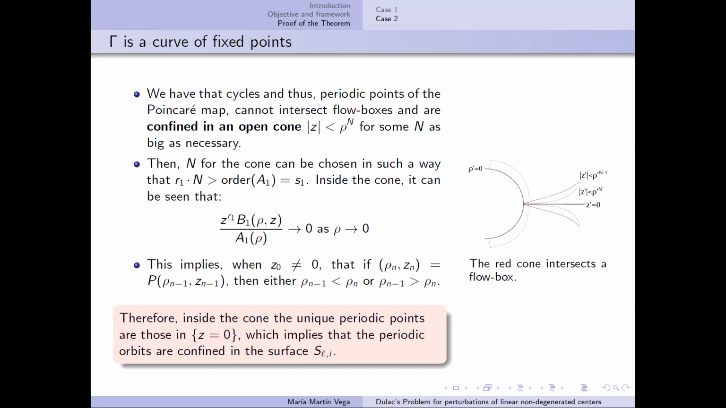This implies that when we are not in the line of fixed points, if rho n set n is the image of another point, then either this rho is lower than the image, or vice versa. This implies that rho is monotonic inside this small cone, and therefore we cannot find periodic points of the Poincare map. As we don't find periodic points of the Poincare map inside this cone, there cannot be cycles intersecting this cone. So the unique cycles are contained in the surface.